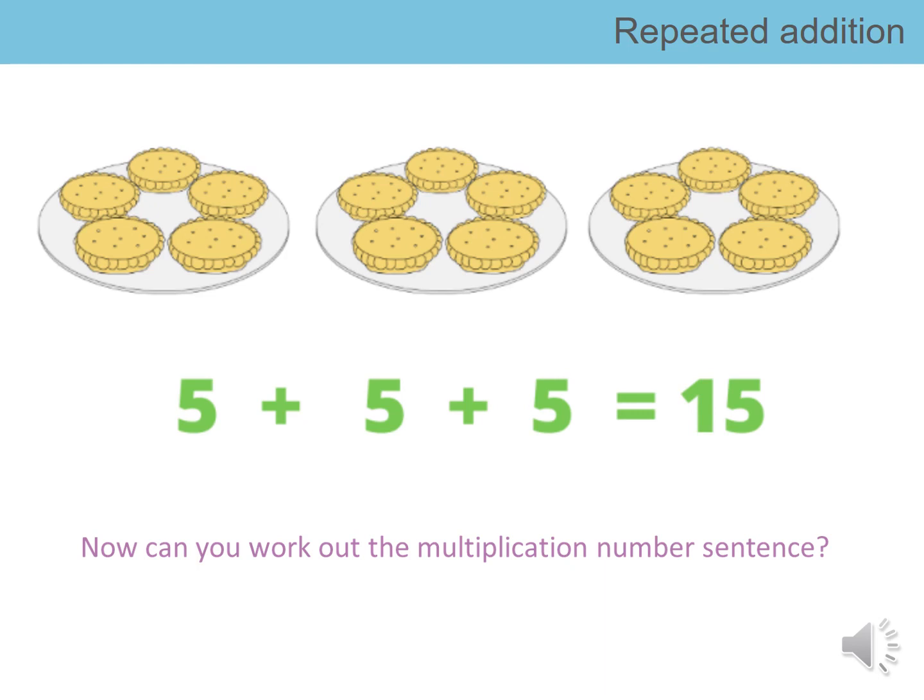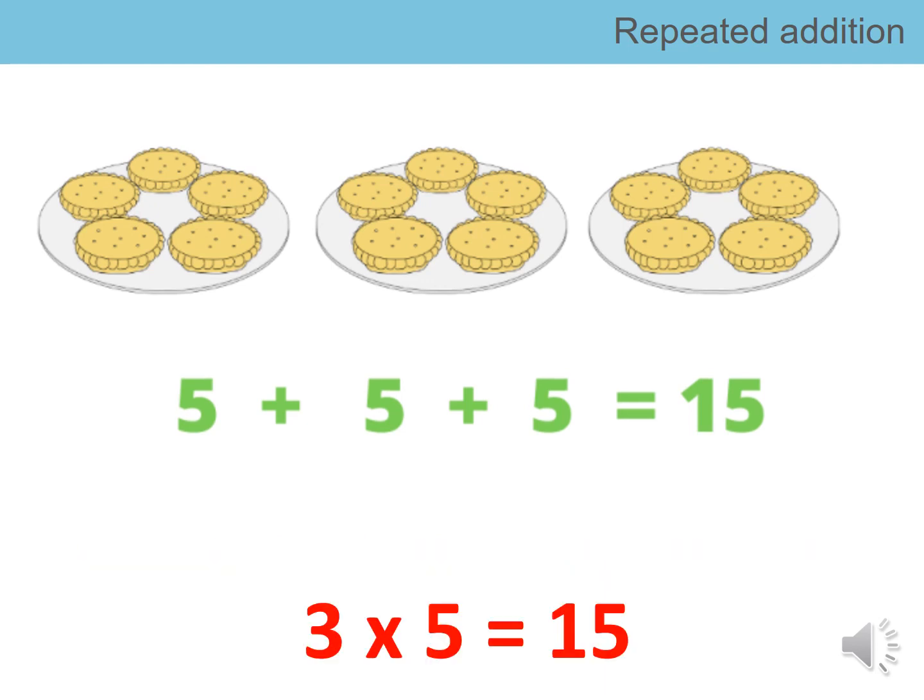Now can you work out the multiplication number sentence? It's 3 times 5 equals 15 because I've got 3 groups of 5. I have 3 plates, so I have 3 lots of 5. 3 groups of 5, 3 times 5.